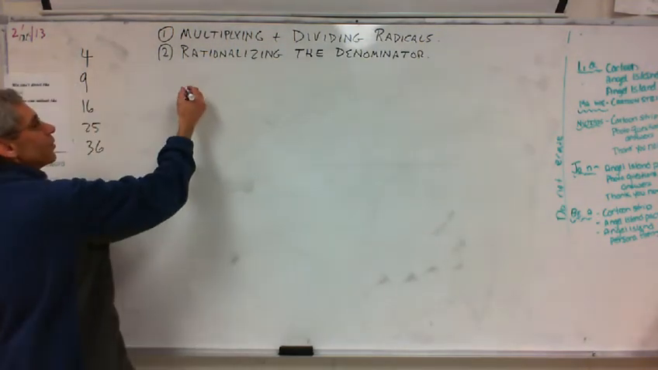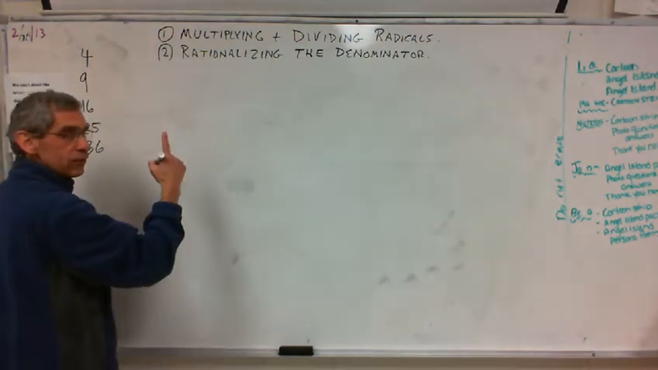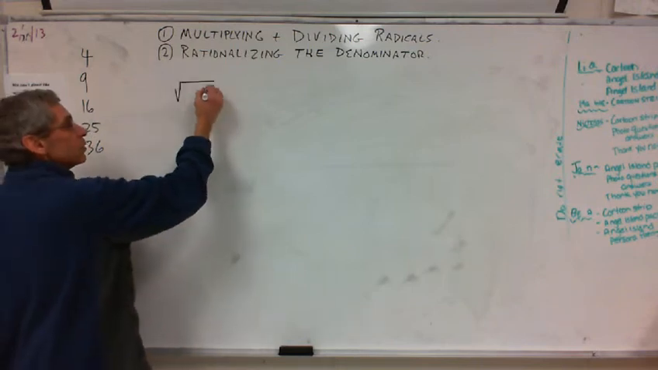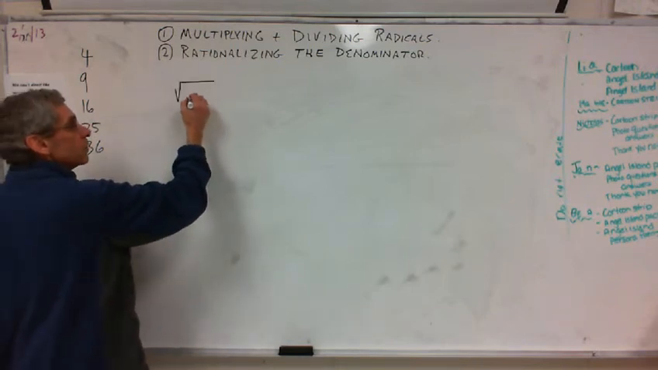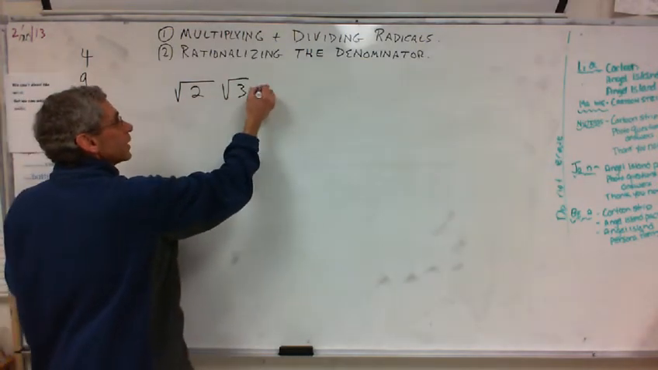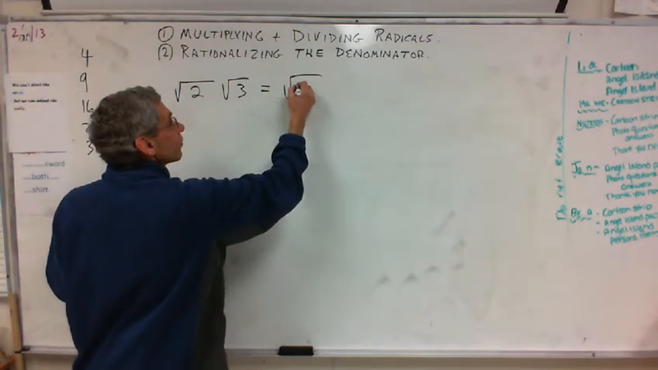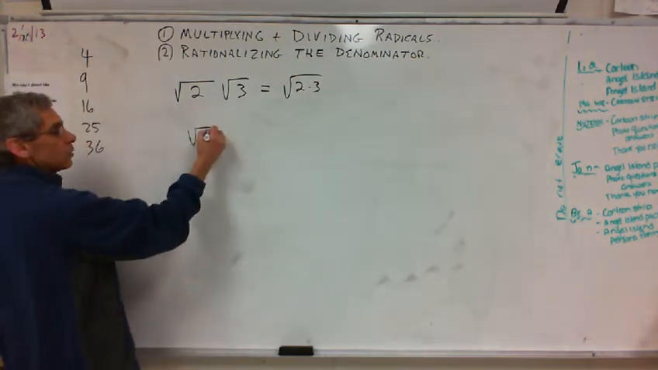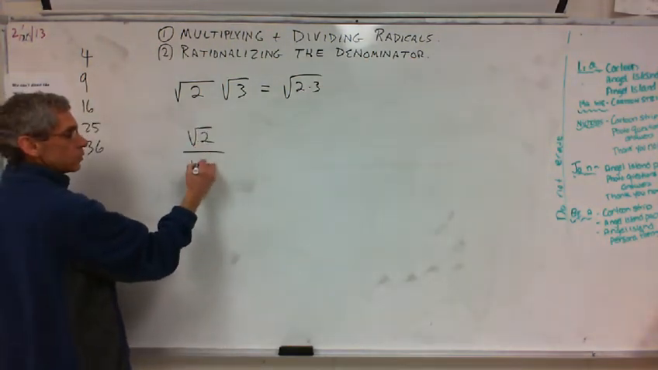All right, so here we go. If I said the square root of 2 times the square root of 3 is the same as the square root of 2 times 3, what if I did this? What if I said the square root of 2 over the square root of 3?